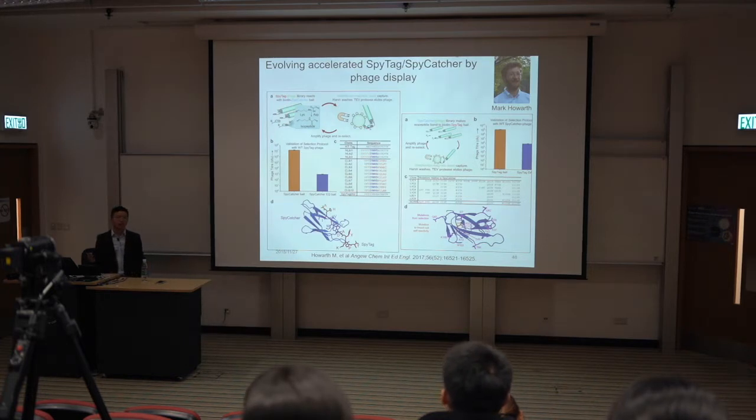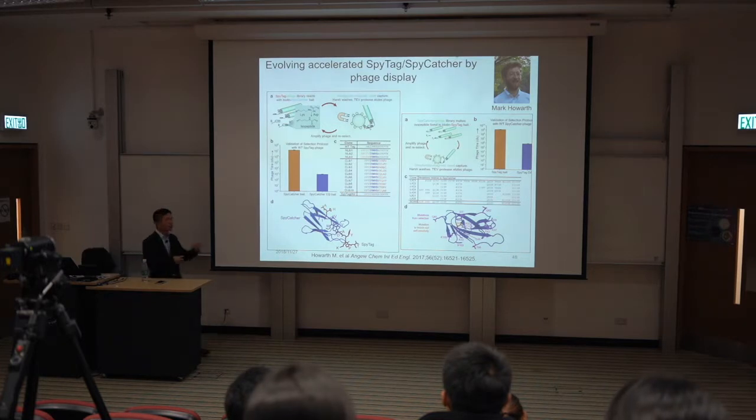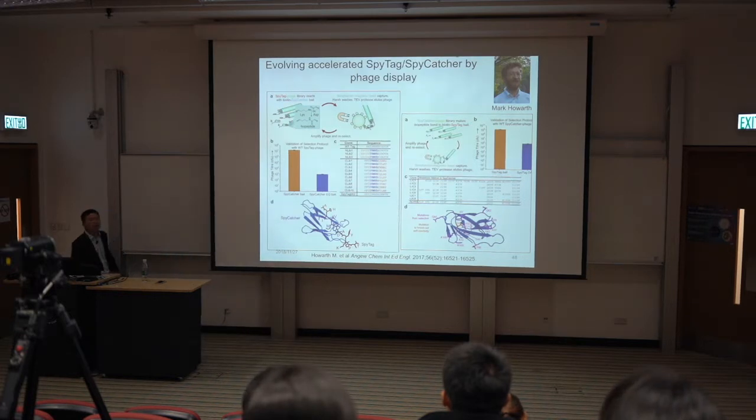He was able to improve the reactivity by mutating SpyTag. Once he ended up with several improved mutants, he further displayed SpyCatcher on the phage surface. He combined both, and then he was able to generate a new SpyCatcher chemistry that showed improved reactivity in the test tube.